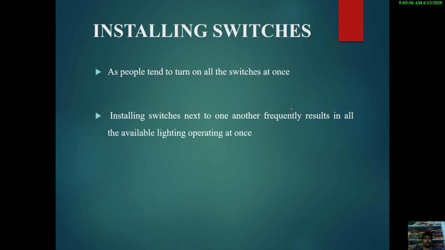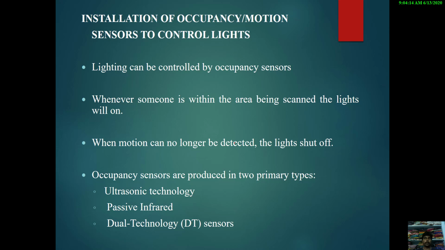People tend to turn on all the switches at once. Installing the switches next to one another frequently results in all the available lighting operating at once. That is, we have to install the switch based on our requirements. The lighting should have a common switch, which we can call an MCB. We can use that MCB to turn the whole lighting system on or off for easy and efficient maintenance of the lighting system.